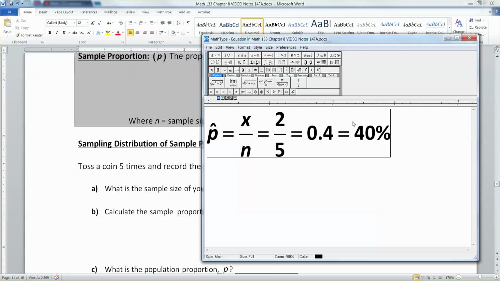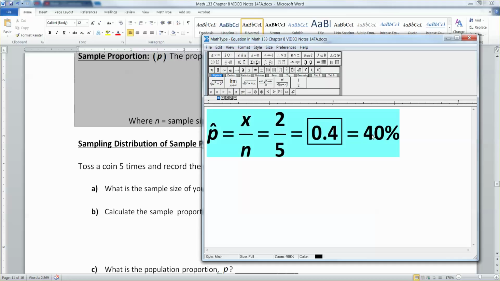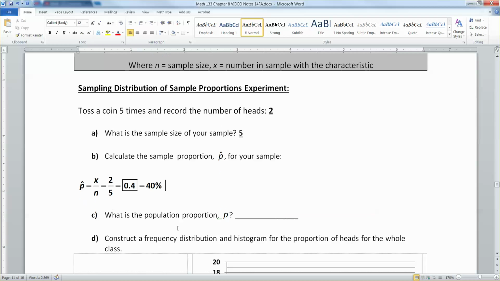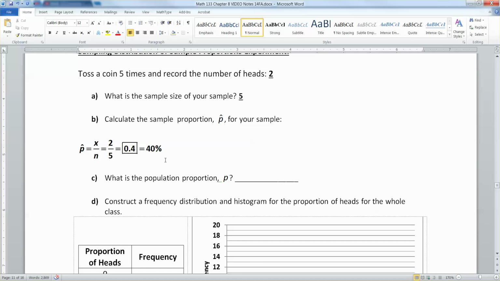Of course, we never really write it as 40% very often. Now, this should look familiar to you because you kind of saw this idea of fractions versus decimals versus percentages in Chapter 5 in probability. The one we use the most often will be the decimal. Not that the other two are invalid, it's just they're not as useful as the decimal.